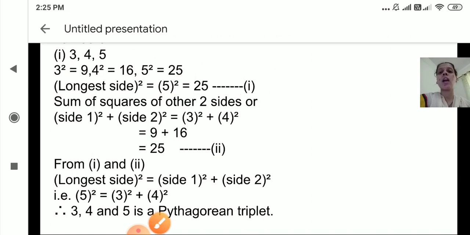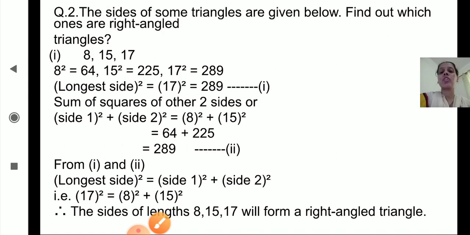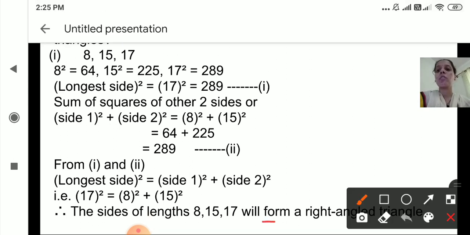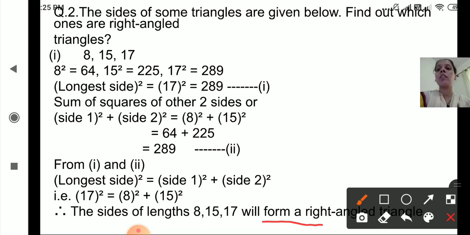Now we will see question number 2: the sides of some triangles are given below. Find out which ones are right angle. Now you have to find out whether the triangles are right angle triangles or not. Here also you will use the same method, only the final statement you write is different. Otherwise all the steps are the same. So first we'll write down the squares of each number 8, 15 and 17. So 8 square is 64, 15 square is 225 and 17 square is 289.